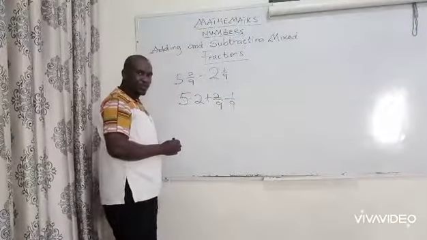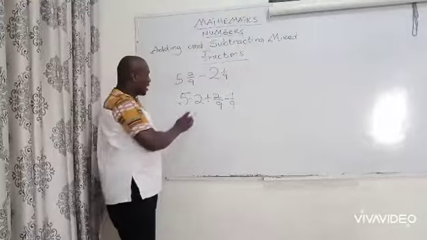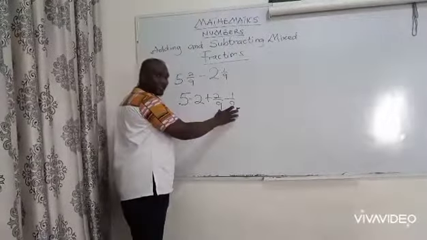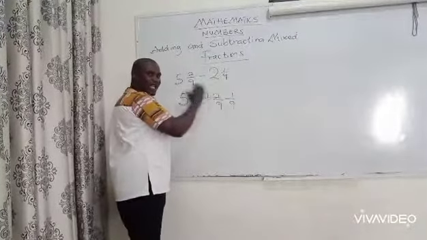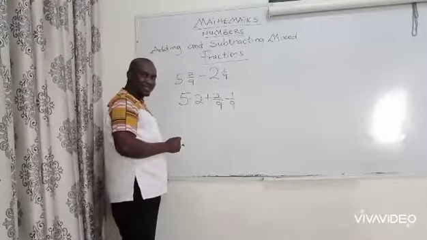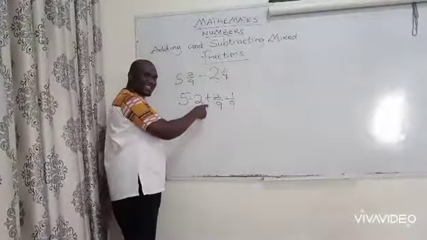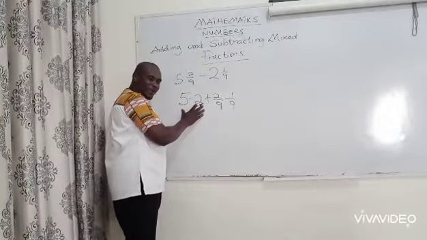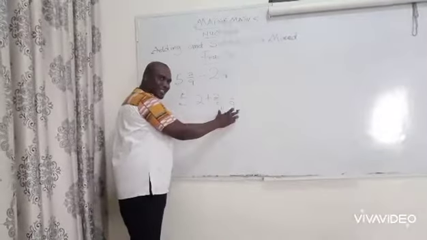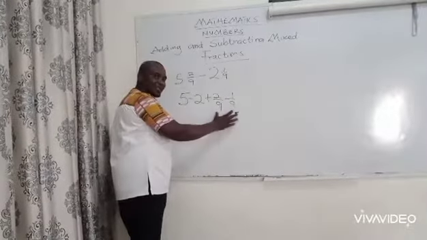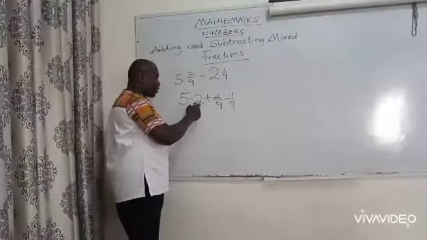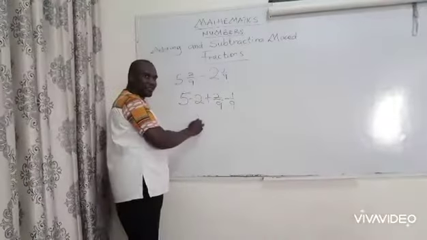Let's note something over here. We are subtracting the whole numbers and subtracting the fractions. When we finish, we add the two together. That is why we have this addition sign over here. We subtract the whole number, we subtract the fraction, and then we add the whole number to the fraction. So 5 minus 2 gives us 3.